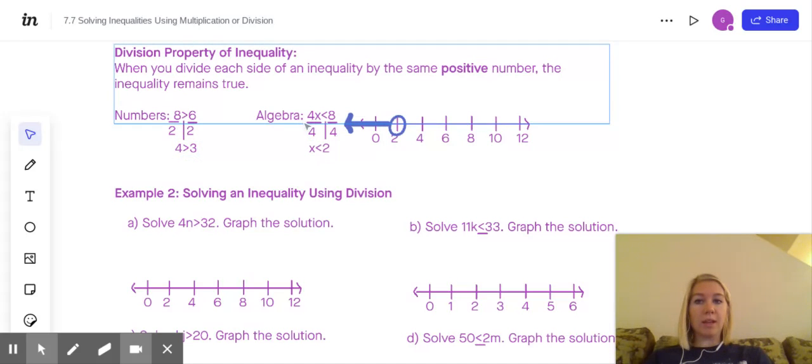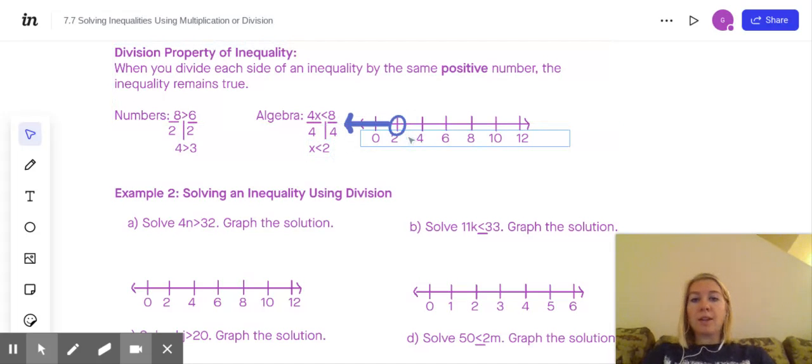Written algebraically, if we have the inequality 4x is less than 8, we want to get x by itself. So we're going to divide both sides by 4. So that's 4 divided by 4 is 1. So we can simply just write x is less than, and then 8 divided by 4 is 2. And then over here, we can graph that inequality with an open circle because 2 is not a solution. And that also means that any number less than 2 is a solution to the inequality.